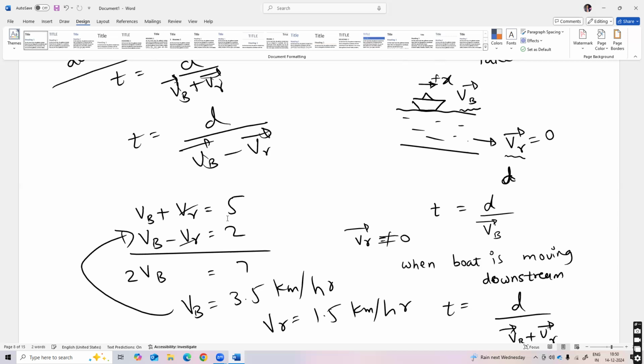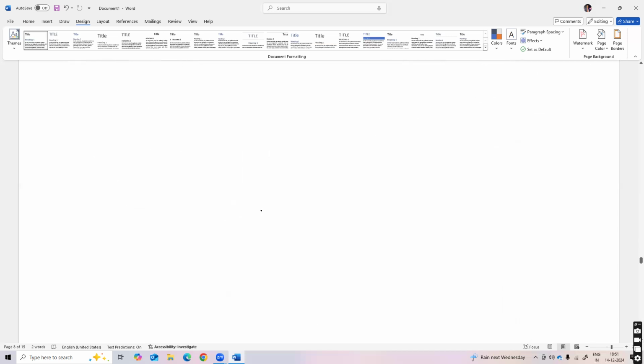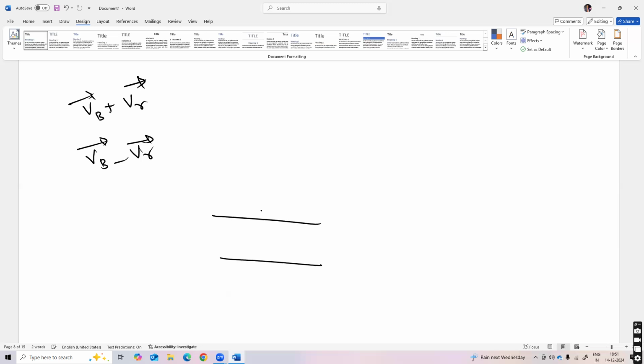You should notice that the net velocity in the downstream case is velocity of boat plus velocity of river. In the upstream case, it is velocity of boat minus velocity of river. Let's say first you go downstream. The boat is going downstream, which means in the direction of flow. Let's say this is VR, velocity of river, and this is VB, velocity of boat. In this case, of course, the boat will always go in this direction only.